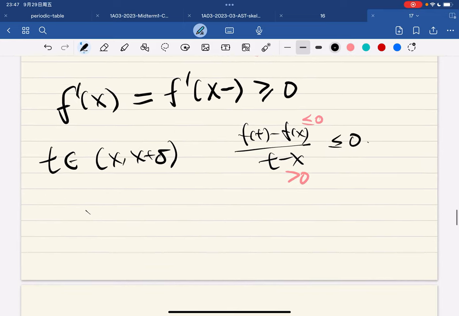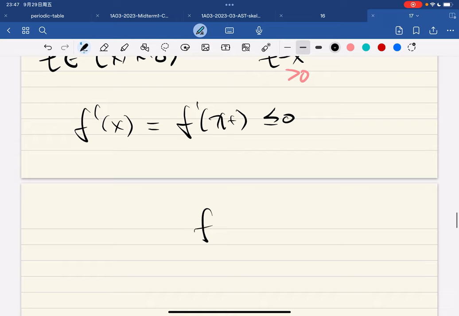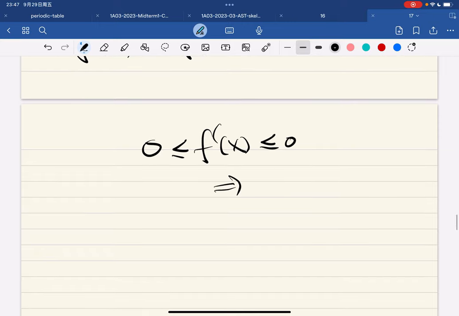And again, this is less than or equal to zero. So we have the derivative is less than or equal to zero and greater than or equal to zero. So the only case is that the derivative is zero. Done.